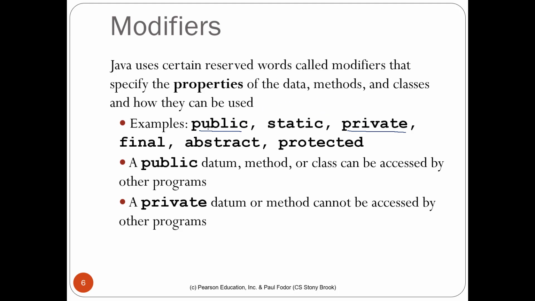Fine, we have looked at public and we have looked at private. Public means no restriction, private means total restriction. You cannot access anything which is declared as private in the class from outside that class. So with these examples, let's have a look at the definition of modifiers. Java uses certain reserved words which are called modifiers. And what's the purpose? They specify the properties of the data, methods, and the class.